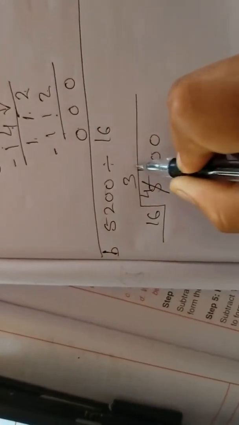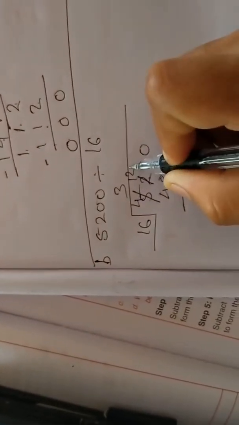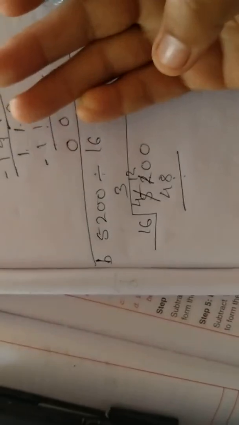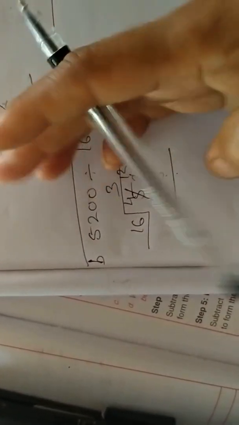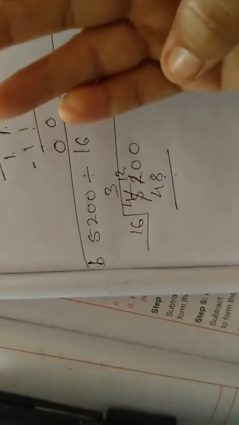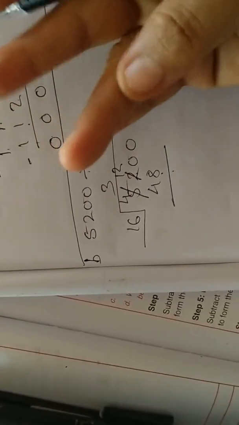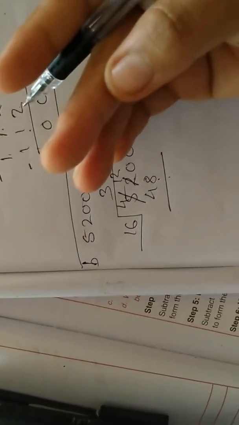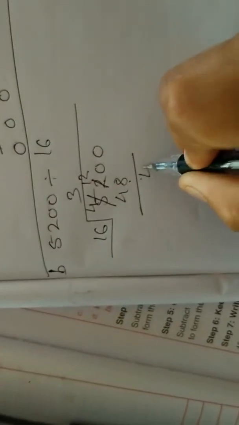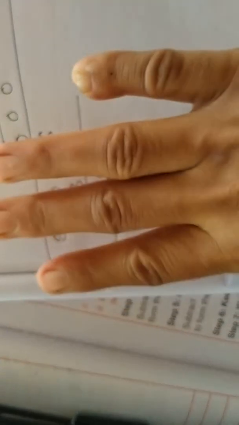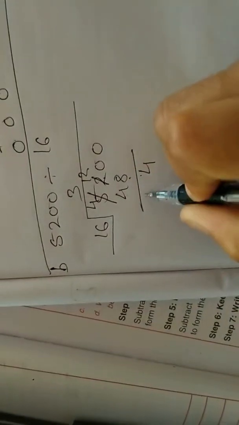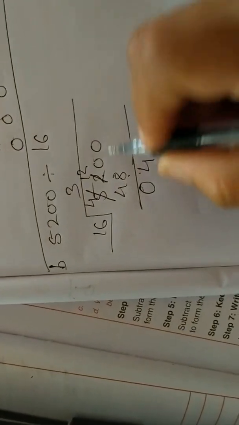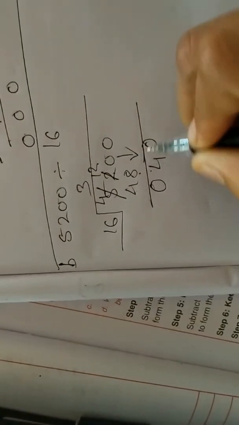Cut 2. Write here 12. 12 minus 8. 12 on your finger. 1 2 3 4 5 6 7 8 9 10 11 12. Cut 8. 1 2 3 4 5 6 7 8. So remaining number is 1 2 3 and 4. So we have to write here 4. 4 minus 4. 4 on your finger. Cut 4. 1 2 3 4. Remaining number is 0. Now we'll bring down here 0.